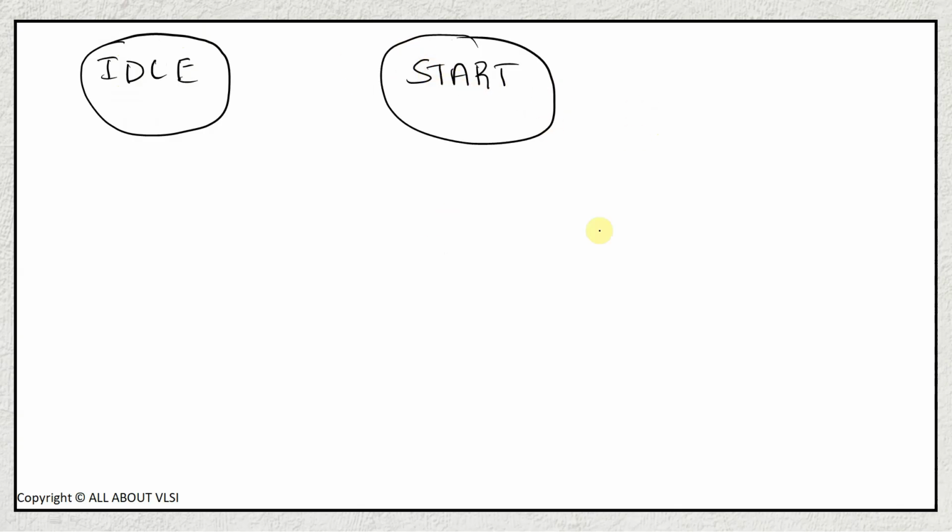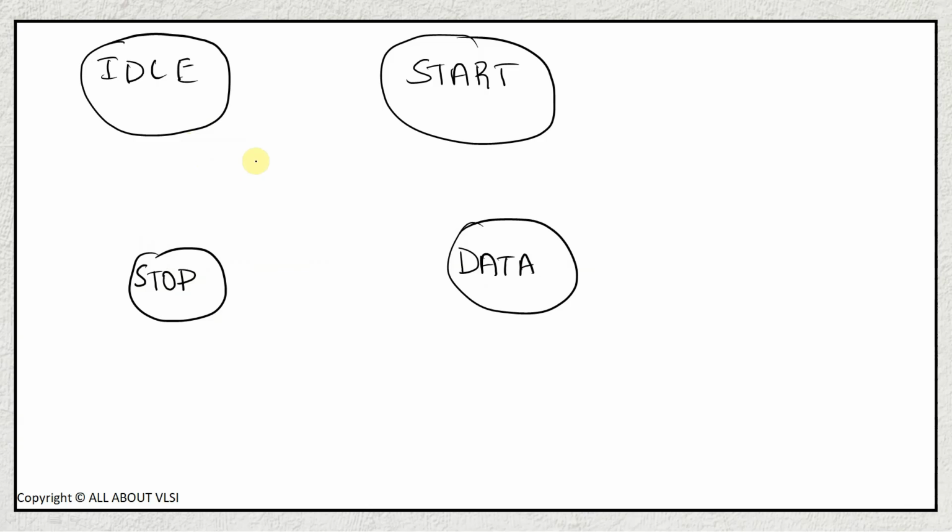We are going to have different states. We basically have four different states. The first state we are going to be in is our idle state. The next state is our start state, followed by the data state and the stop state, and then we come back to our idle state. So these are the states we are going to be in.